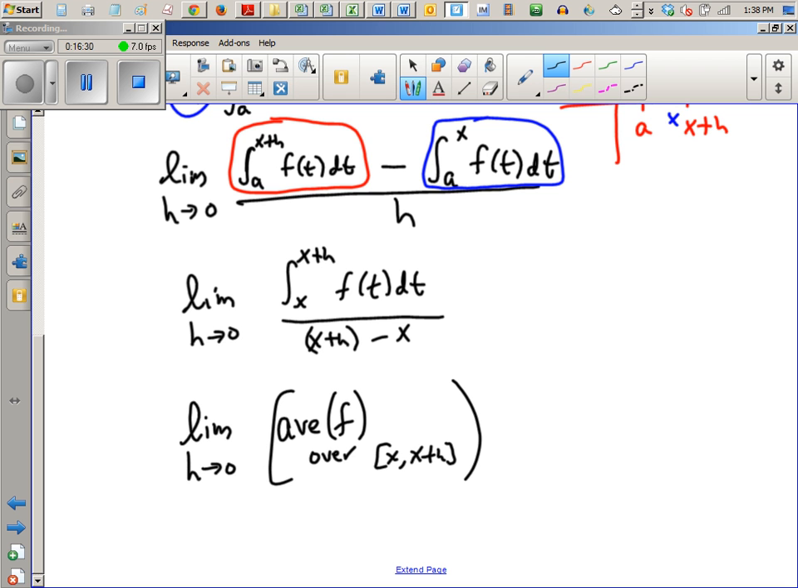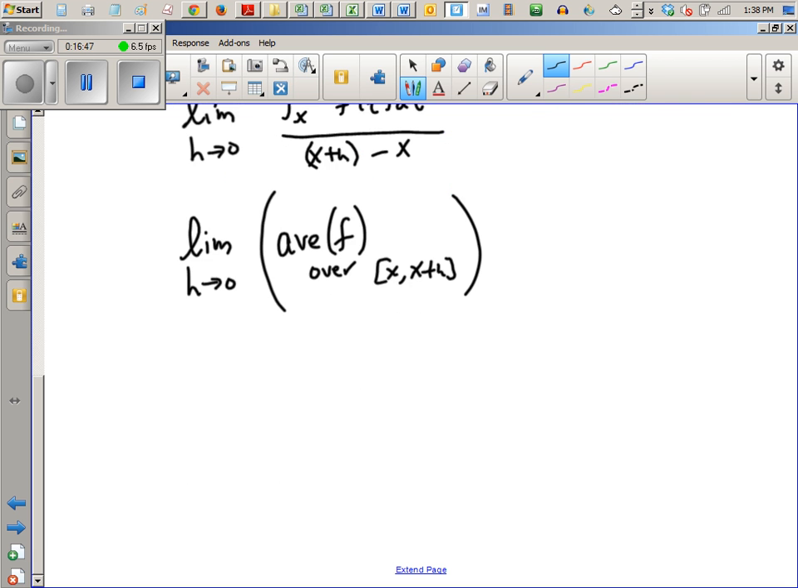So what you're looking at here is the average value function, or average value definition, that we learned a couple days ago. Like that. And according to the mean value theorem, there is at least one value of c such that this is equal to f of c. So now I'll simplify this a little more and write the limit as h goes to 0 of f of c. The mean value theorem takes us from here to here.